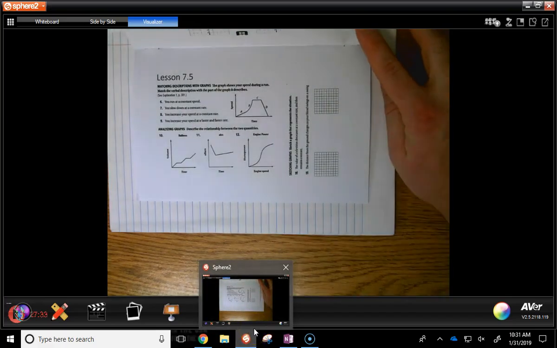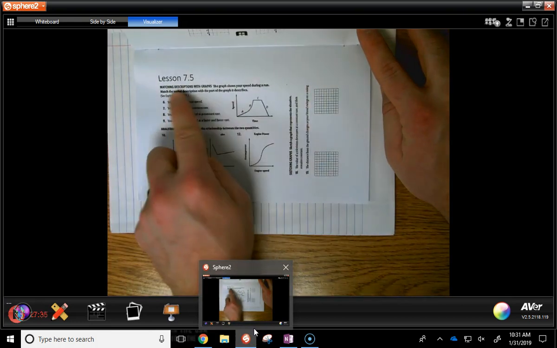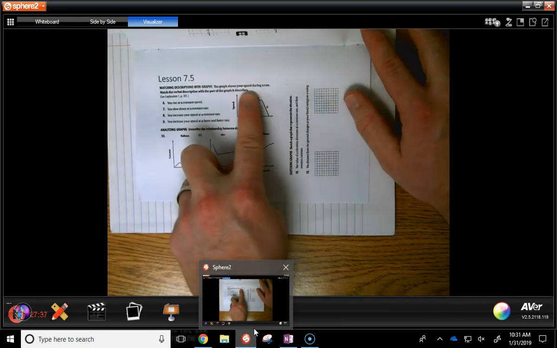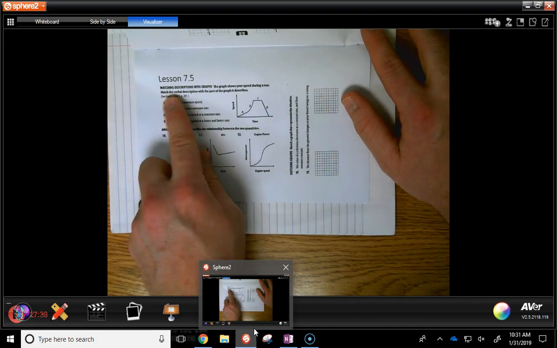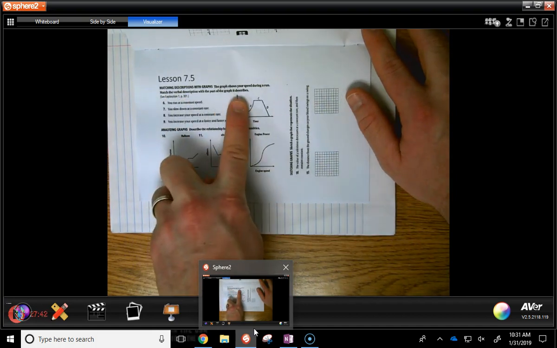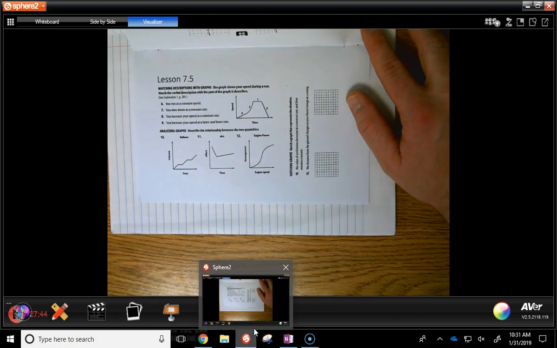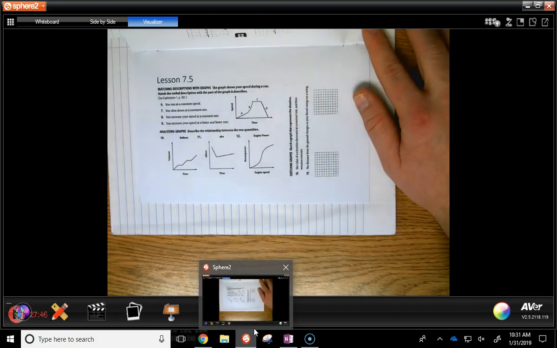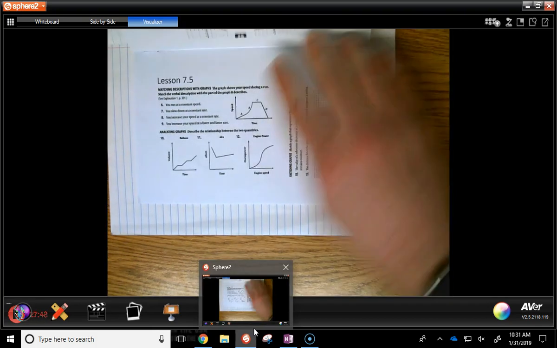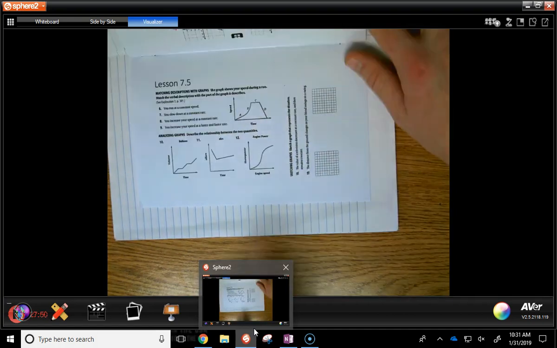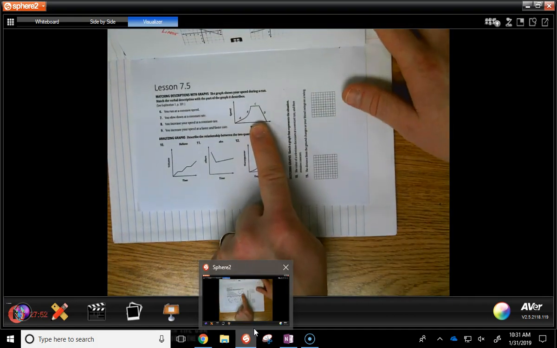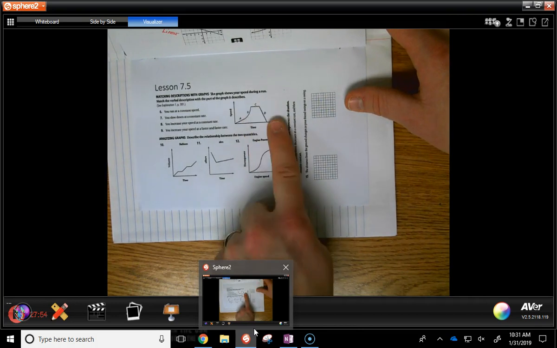7.5, matching description of the graph. The graph shows your speed during a run. Match the verbal description with the graph it describes. So, Brett. So, what is happening here? You're going to look at this graph. There's 4 points on the graph, A, B, C, and D.